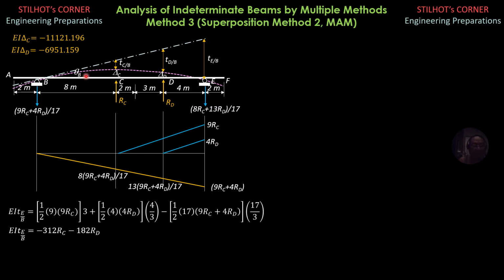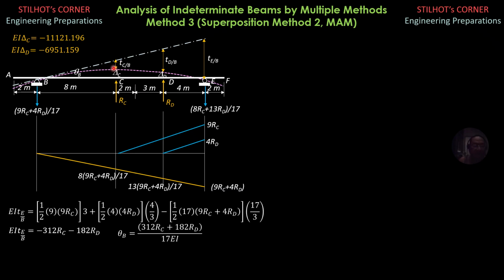It is positive because it is inclined up to the right, and it is this deviation here. This is negative because point E is below the reference tangent. But let's treat it as positive because theta B is positive, so it is the absolute value of this value divided by 17. So theta B is the quantity 312 RC plus 182 RD over 17 EI. Having found theta B, the whole vertical distance here is equal to 8 times theta B.